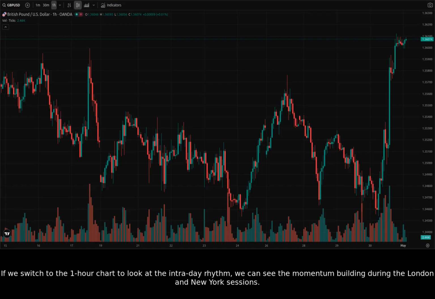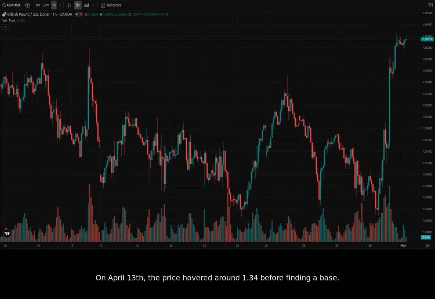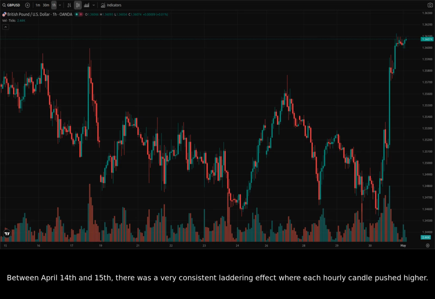If we switch to the 1-hour chart to look at the intraday rhythm, we can see the momentum building during the London and New York sessions. On April 13th, the price hovered around 1.34 before finding a base. Between April 14th and 15th, there was a very consistent laddering effect where each hourly candle pushed higher. We see a cluster of high-activity peaks during the 1400 hours and 1500 hours Universal Time Coordinated, which aligns with the New York Open.